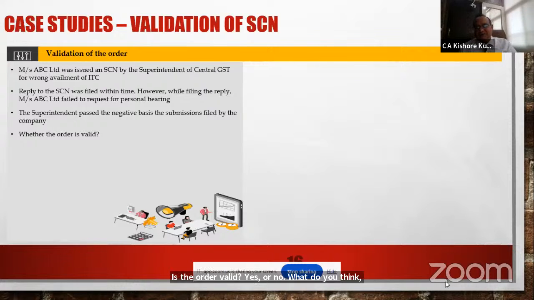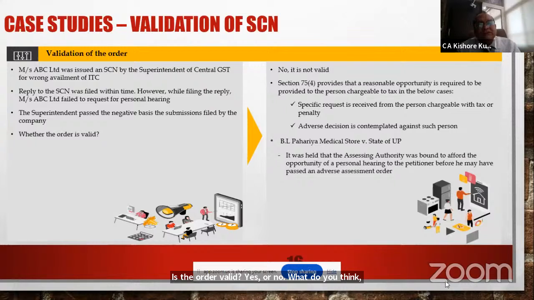Is the order valid? No, friends, the order is not valid. Section 75(4) provides that a reasonable opportunity has to be given to the dealer in two circumstances. One, when it is specifically sought while filing the reply. Second, when a negative order is contemplated. So, in this particular case, a negative order was passed. A negative order cannot be passed without providing a reasonable opportunity of being heard. Recently, the Allahabad High Court in BL Pahadia Medical Stores has struck down the order as it was against the principles of natural justice.